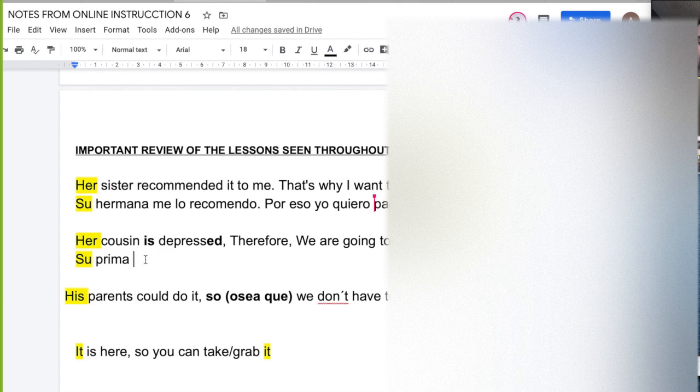Está perfecto. Depressed. Vale, deprimida. Deprimida. Muy bien, muy bien. There you have another. Tienes aquí una palabra más para aprender. Venga, continúa, Hannah.